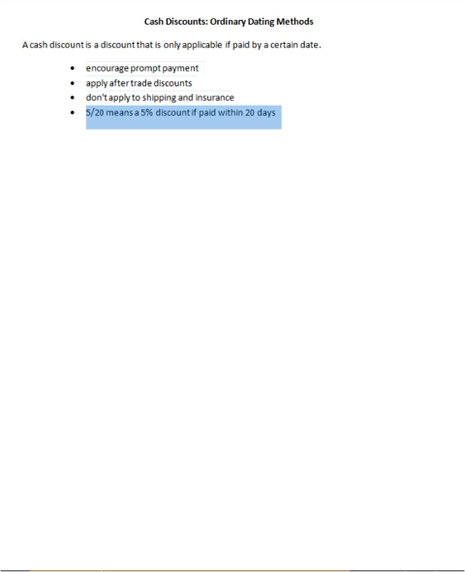But we're also going to have it where the bill is actually due at some point. So if they don't take advantage of the cash discount, it's still due by this date. That's going to be indicated by n/some number. So in this case, n/60 means it must be paid within 60 days. If it was n/30, it must be paid within 30 days, and so on.